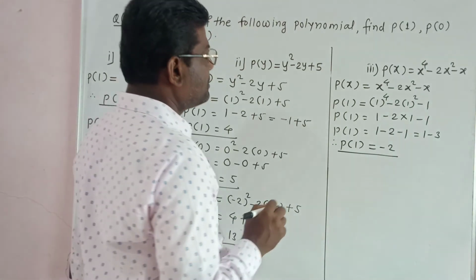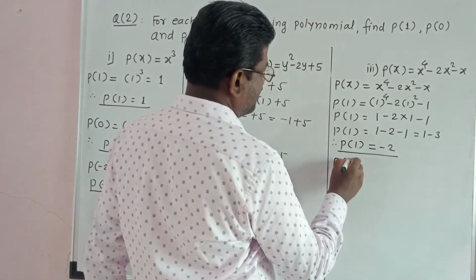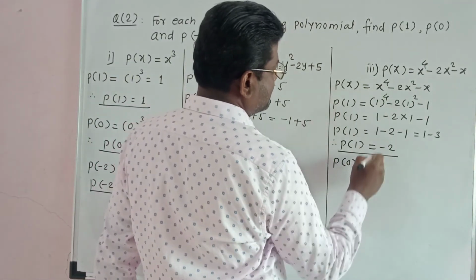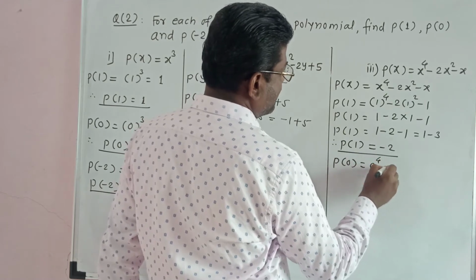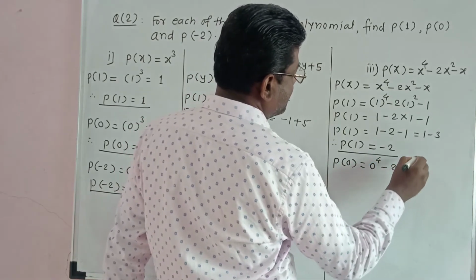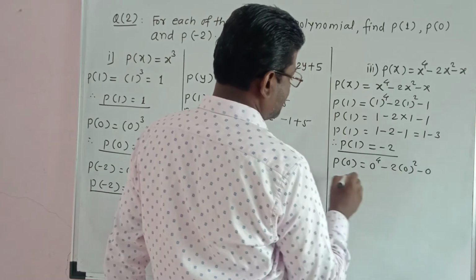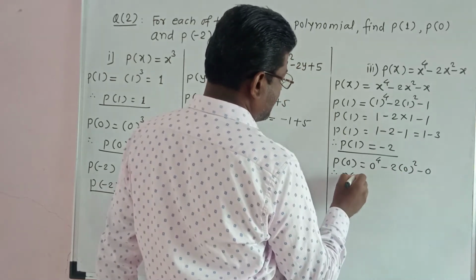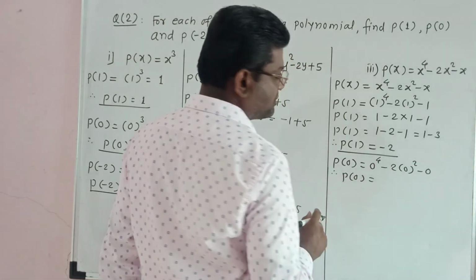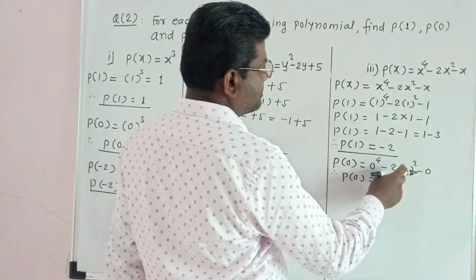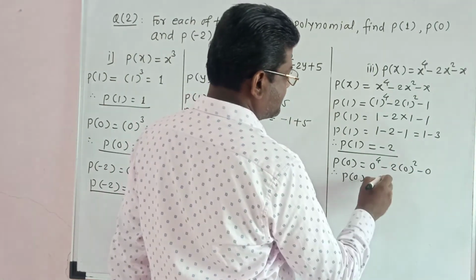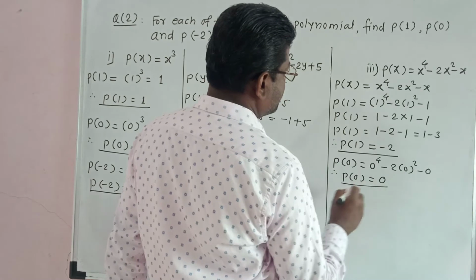Now P of 0. P of 0 is equal to, put x is equal to 0. 0 raised to 4 minus 2 into 0 square minus 0. Therefore P of 0 is equal to 0 raised to 4 is 0. 2 into 0 square will be 0, minus 0. That answer will be 0.